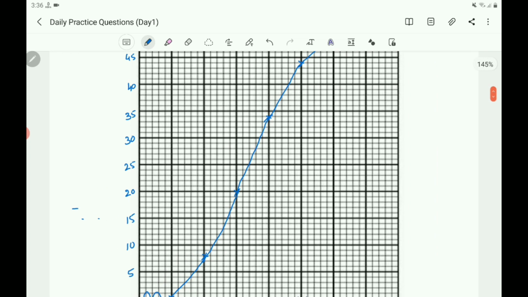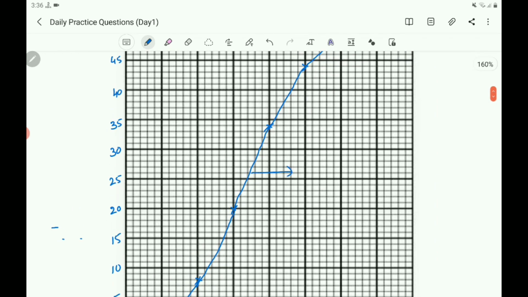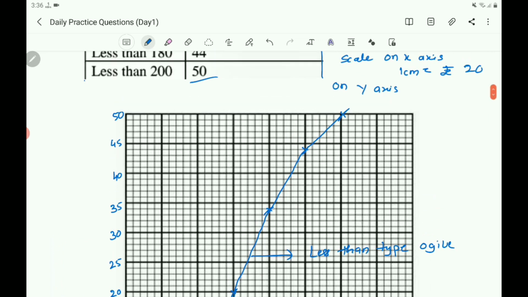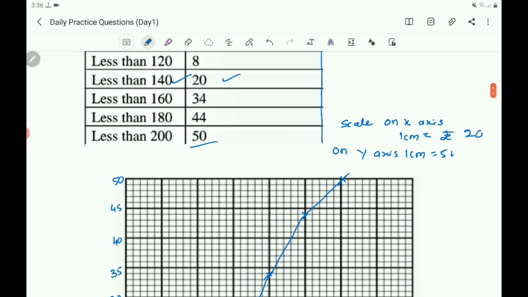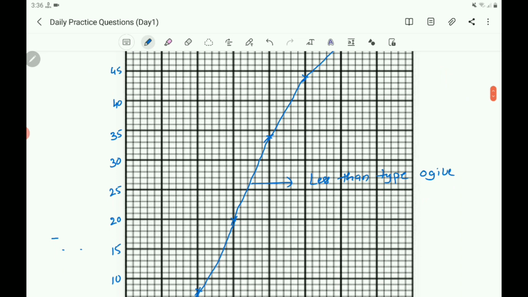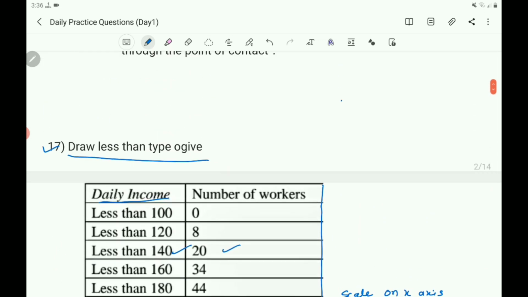Here it is the less than type ogive. Less than type ogive. And here you write the scale on the y-axis. The scale we have taken is 1 centimeter equals 5 workers. So you got the ogive which is the less than type ogive.